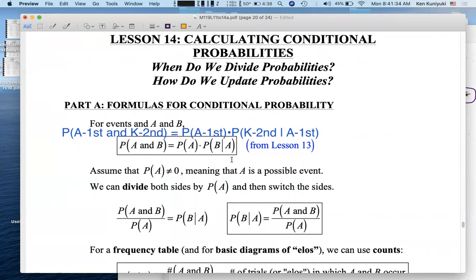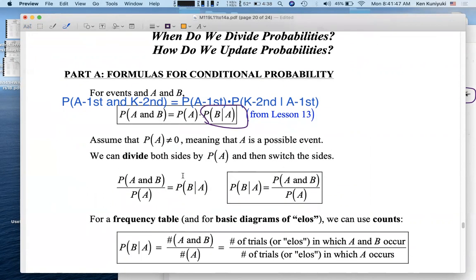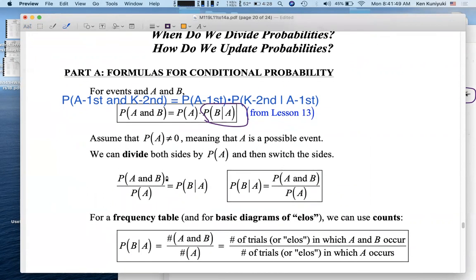Now let's say that we solve this formula for this conditional probability, P of B given A. We can do that by dividing both sides by P of A. We do that over here. P of B given A equals P of A and B divided by P of A. And remember, this only makes sense if P of A is non-zero. We're assuming that P of A is not 0. Which makes sense because we wouldn't want to condition on an event that was impossible.